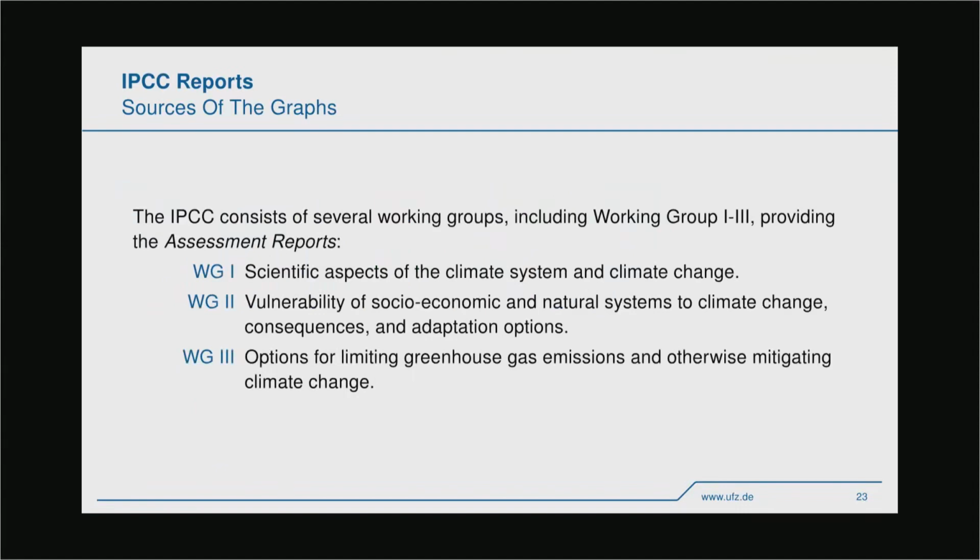The IPCC consists of several working groups, including working groups 1, 2, and 3, providing the assessment reports, and I mainly focus on the assessment report from working group 1, which investigates the scientific aspects of the climate system and climate change. But there's also a working group investigating vulnerability and economic impact, and the third one on the options of limiting greenhouse gas emissions and others. So I will shortly show you a history of the climate models.